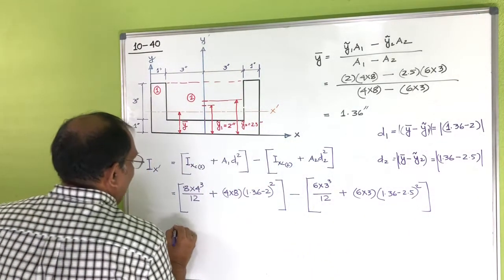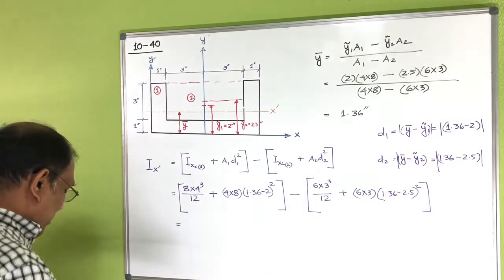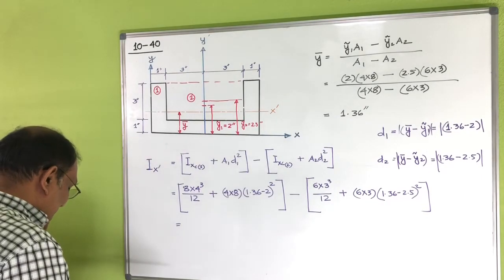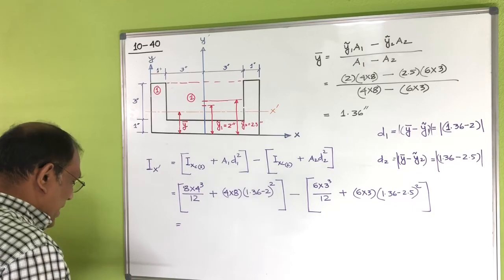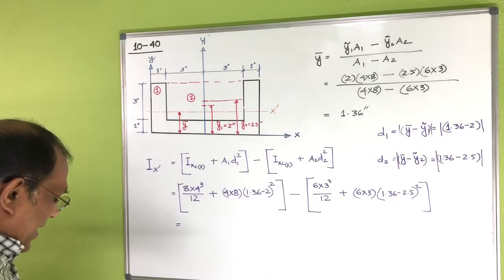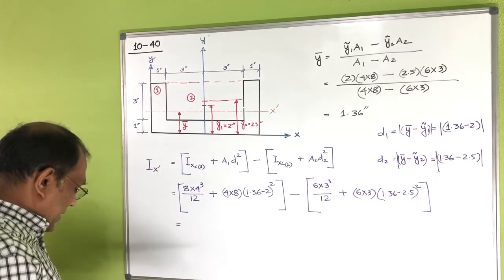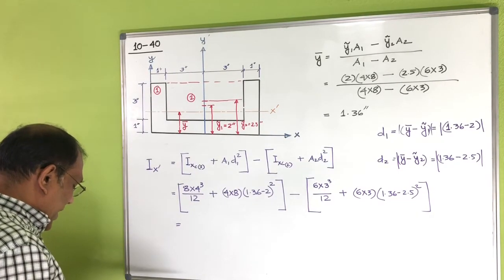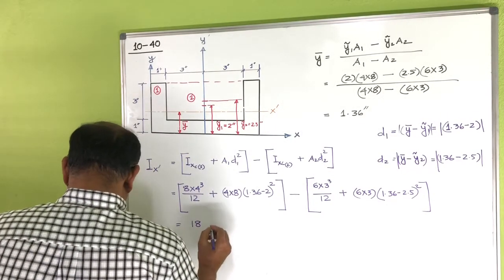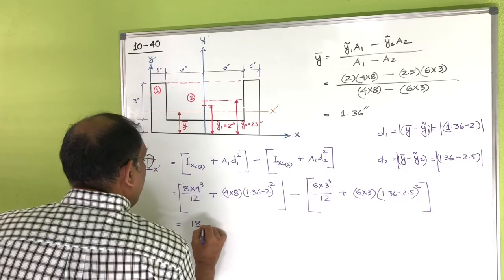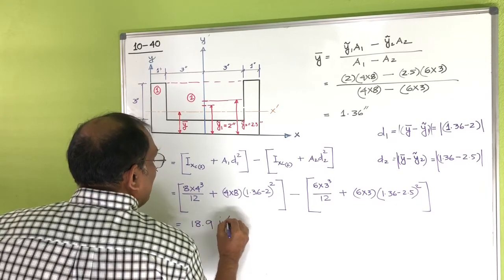Okay, so if you do that, then basically you will get 18.9 inch to the power 4.